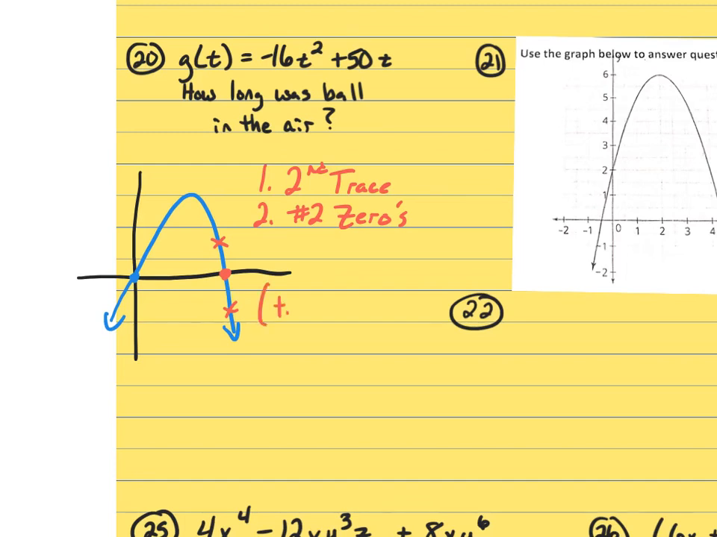And don't forget, it's going to pop up 2 numbers. Time is your first number, and feet is your second number. And feet should be the number 0, because we are wanting it to be 0. That's where it hits the ground. So the first number, time, should be 3.125 seconds in this problem.